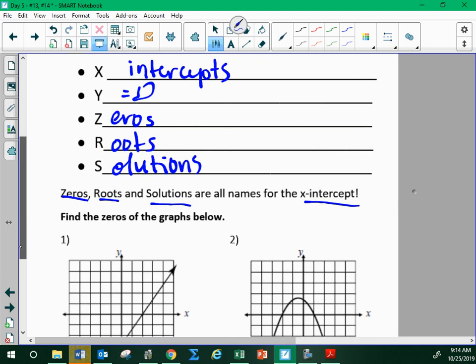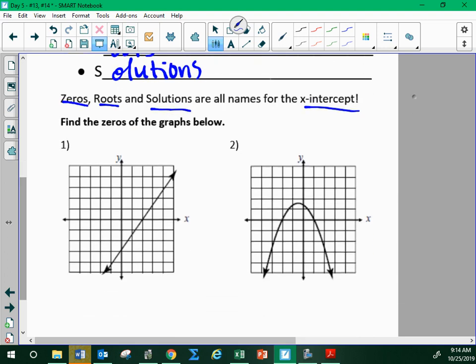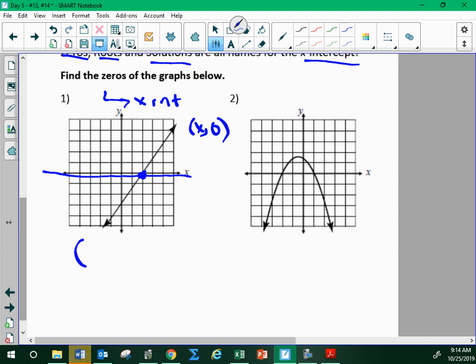Alright. So find the zeros of the graphs below. This is the same thing as saying find your x-intercepts. Remember, your x-intercept, we have the x value, but my y value is 0. So we're just looking for where it crosses my x-axis. Anthony's correct. We have to write it as a point, though. It's the point 2, 0.